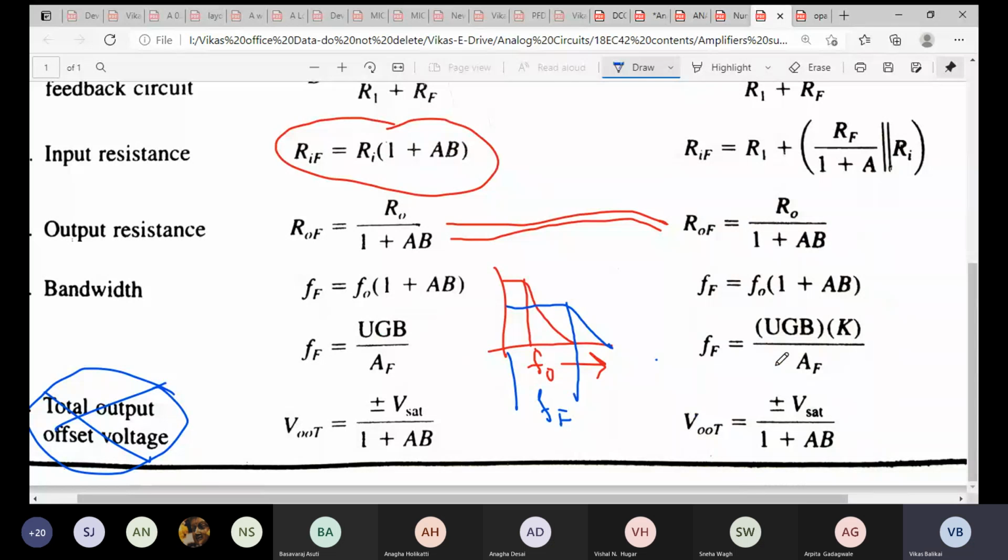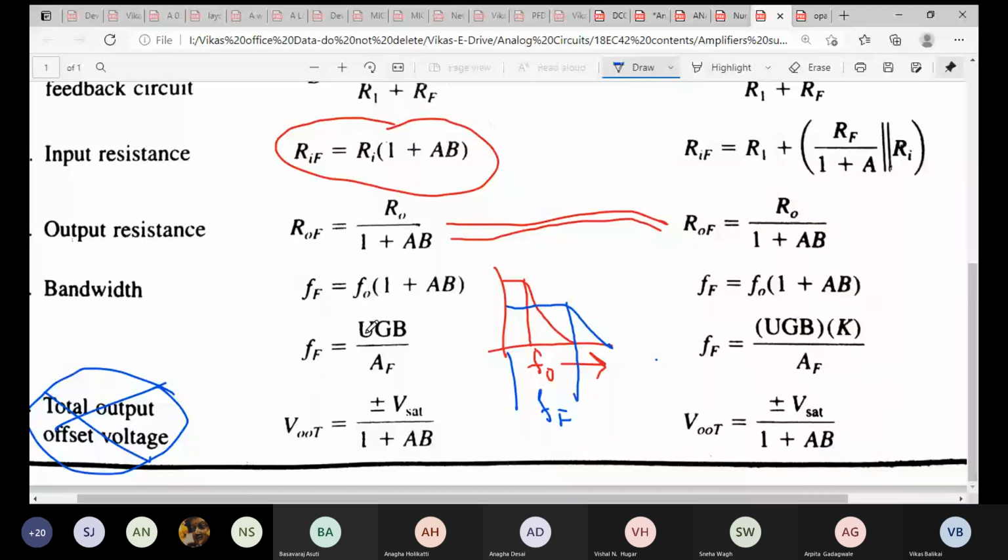Ultimately both are feedback amplifiers, and we have seen that in a feedback amplifier the bandwidth increases by the factor 1 plus A beta. So in that way my bandwidth for my inverting as well as non-inverting configuration is going to remain the same. Specifically, in terms of unity gain bandwidth, fF is equal to UGB times AF. Here I write fF is equal to UGB times AF multiplied by K.